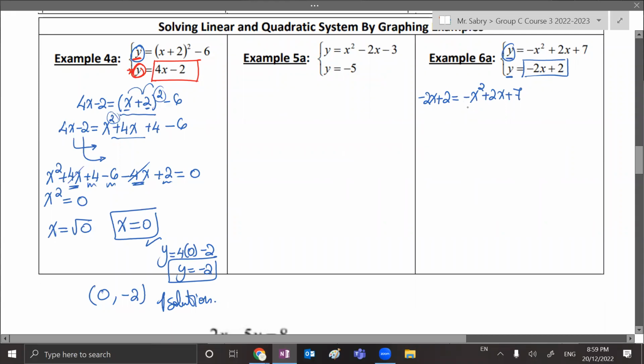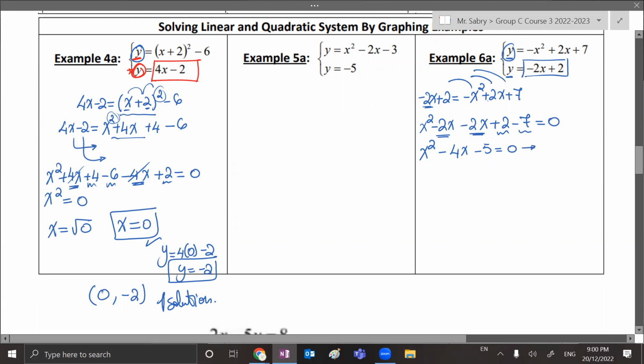Now I need everything to be on one side equals to 0. So I move all these to the other side and make it equals to 0. I'll have here positive x squared, and then minus 2x that is here, and then this one went to the other side so negative 2x as well, and then the 2 and then negative 7 equals to 0. Like terms together. So x squared and then negative 2 and negative 2, that's negative 4x. 2 minus 7, that's negative 5 equals to 0. Now I have a quadratic equation.